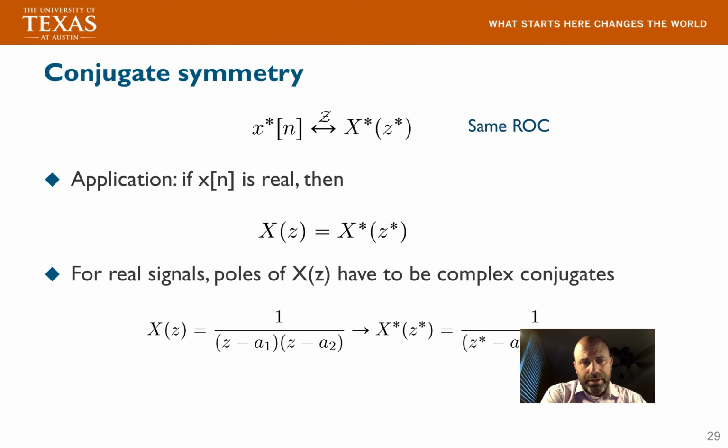So there's also conjugate symmetry. If you take the conjugate of the signal and take its z transform, that's equivalent to conjugating the z transform of the signal and conjugating the z. That has the same region of convergence. And then for real signals, the poles of X(z) have to be complex conjugates. So if you take X(z) and take its conjugate, and this is real, then these both have to be complex conjugates.